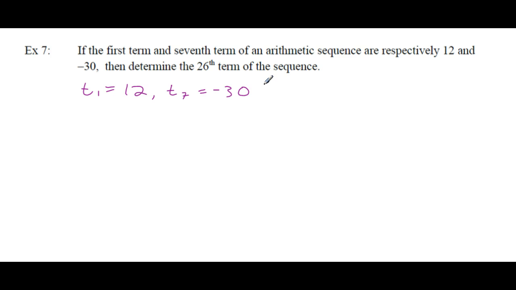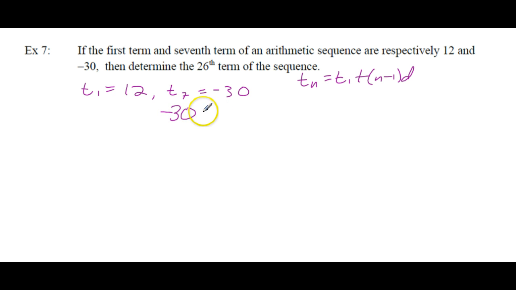So when we've got n, I need a general formula, right? Well, in this case, here's the formula we're going to use. T sub n is T1 plus n minus 1 times d. All right, so I know T1 is 12, so I've got T7. So for T7, what do we know?